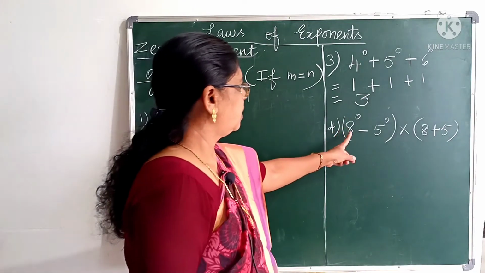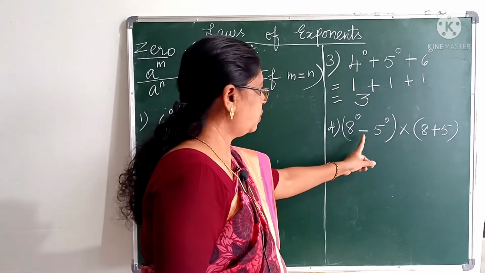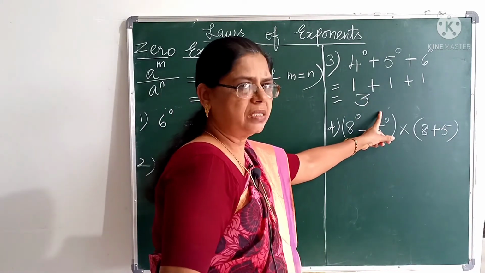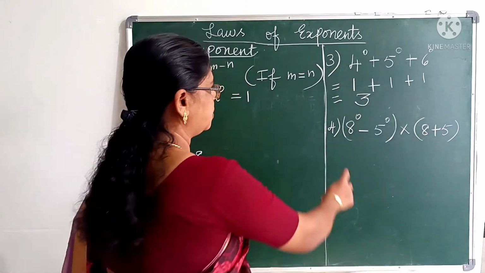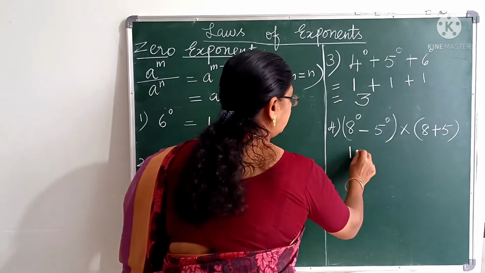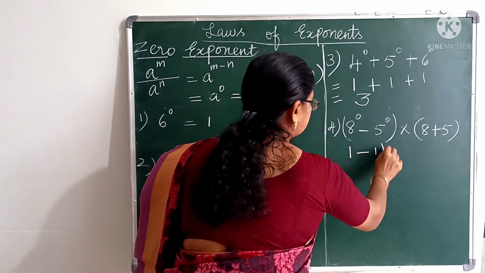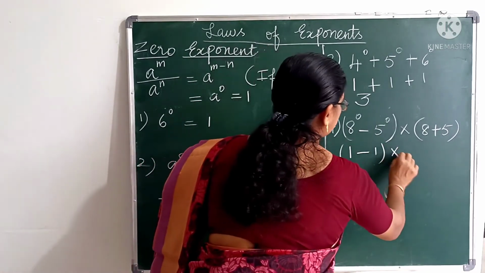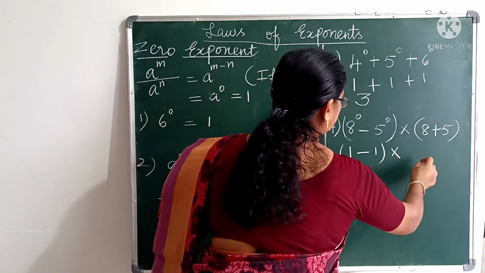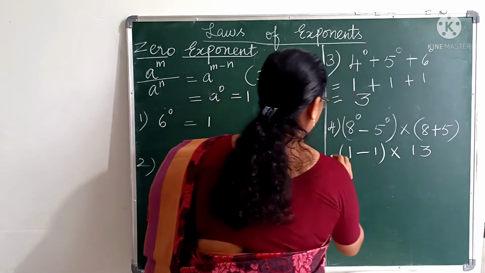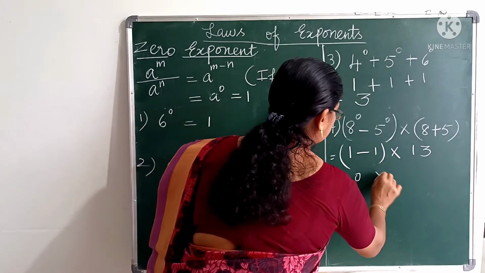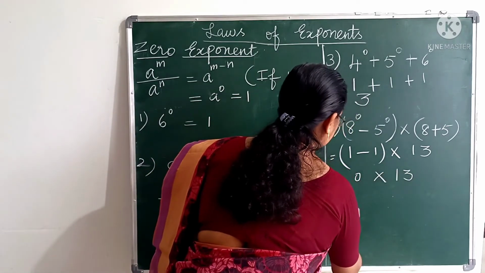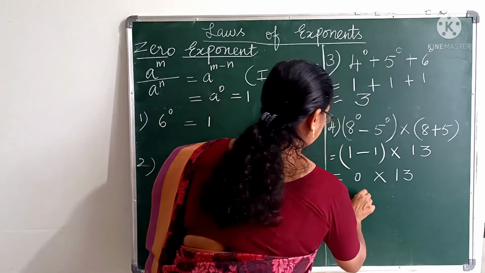Next. 8 power 0 minus 5 power 0 into 8 plus 5. So 8 power 0 is 1. 1 minus 1 into 8 plus 5 is 13. What is 1 minus 1? 1 minus 1 is 0. 0 into 13 is equal to 0.